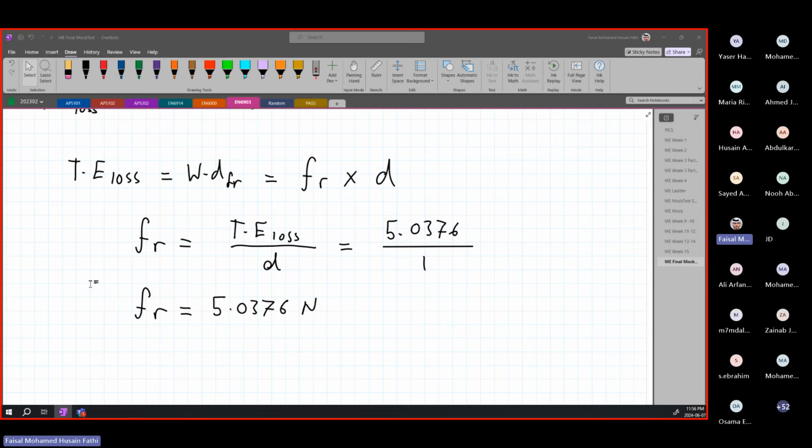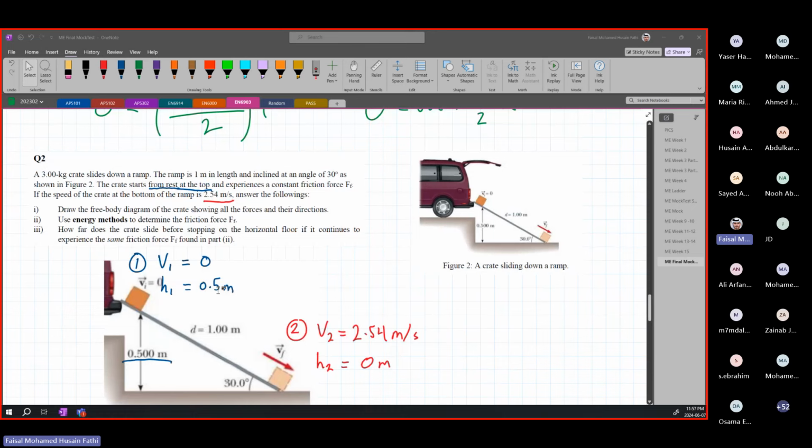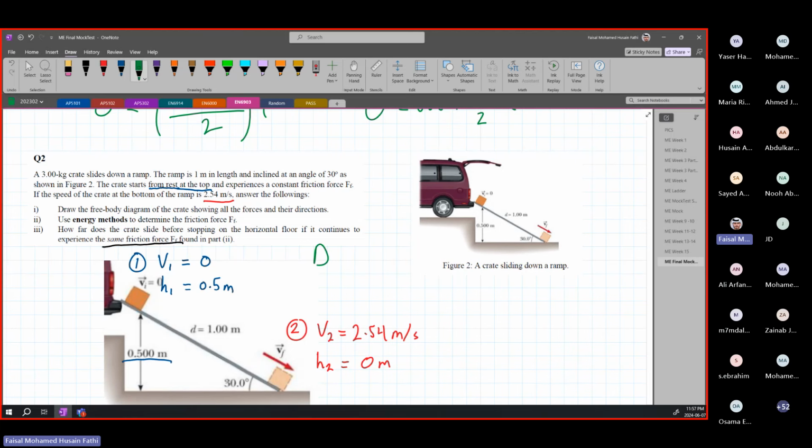Okay, so let's look at what the next part of the question wants. The last part says, how far does the crate slide before stopping on the horizontal floor if it continues to experience the same friction force? So our FF that we found is the same friction force, but they want us to know how far the crate slides. So we need to find the distance. We're going to call it the capital D.